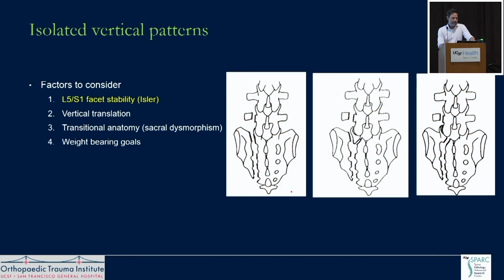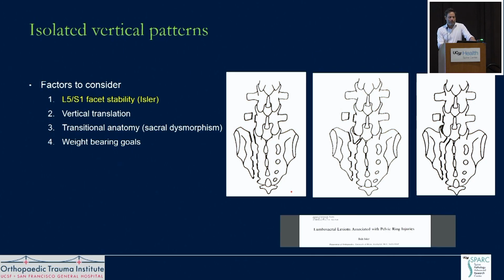For the first one here, in '89, Isler described these different patterns of where the fracture exits relative to the superior articular facet of S1. When the fracture goes more medial, you could potentially disrupt the transfer of load at the lumbosacral junction.